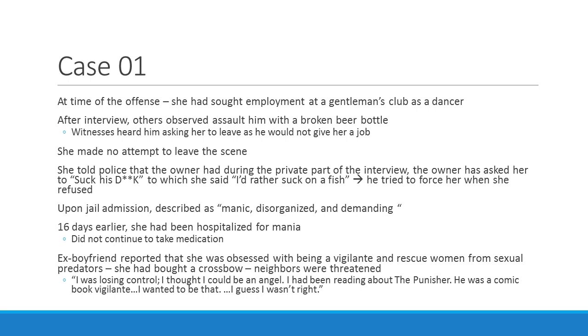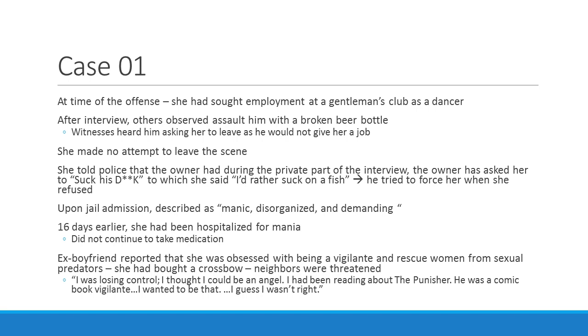So, as I mentioned, at the time of the offense, she had sought employment at this gentleman's club as a dancer. Others observed her assault the owner of the club with a broken beer bottle. Witnesses also overheard him asking her to leave as she would not be getting the job. After she had assaulted him, she made no attempt to leave the scene, and she waited for the police to arrive.